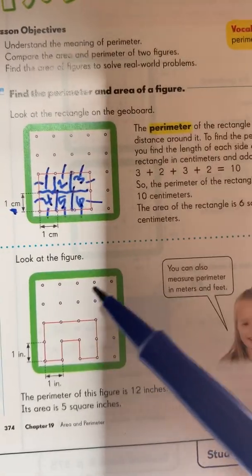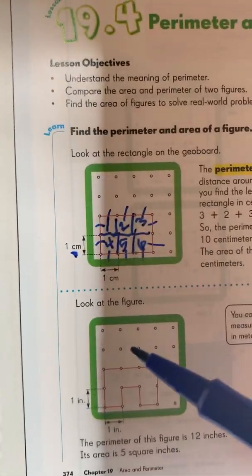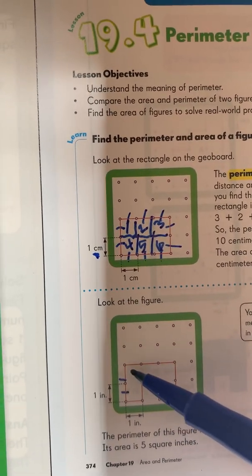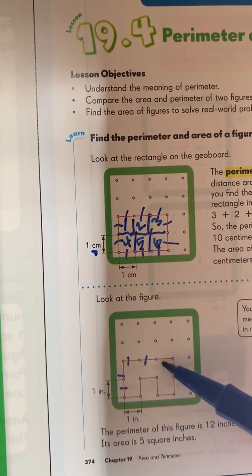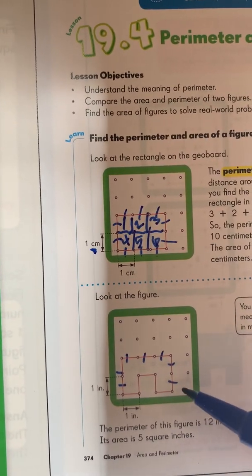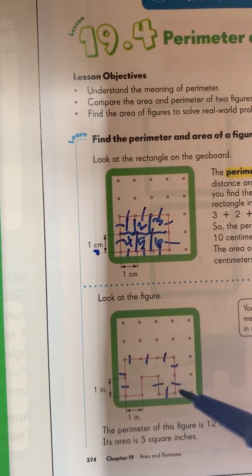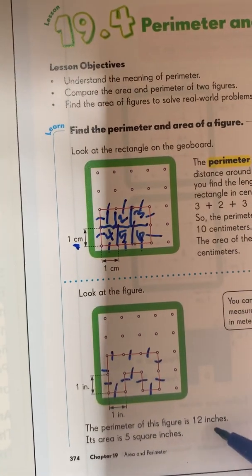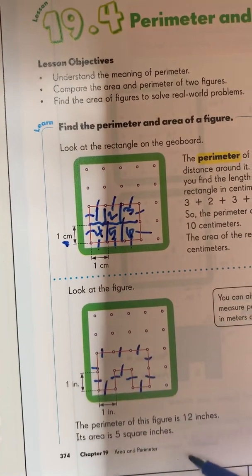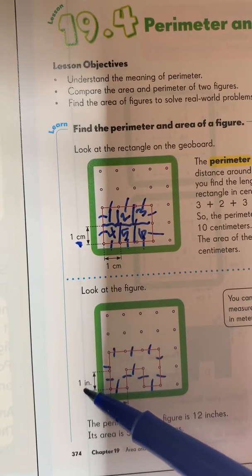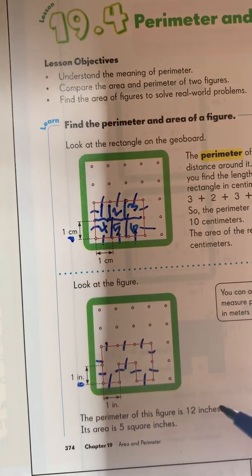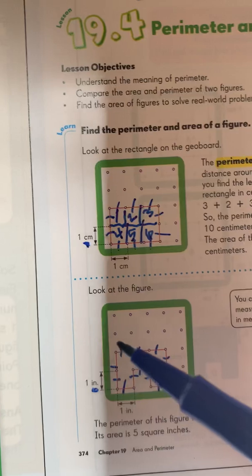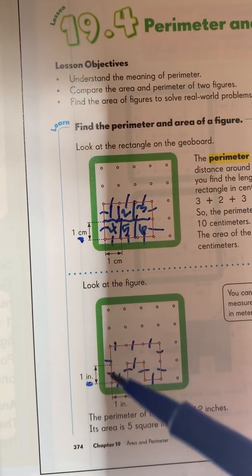So let's come down here and let's practice with this one. Let's look at the perimeter. Let's count all of the different edges. 1, 2, 3, 4, 5, 6, 7, 8, 9, 10, 11, and 12. So the perimeter of this figure is 12 inches because that's my unit of measurement right here. I'm measuring in inches. Now I need to find the area. And remember, the area is the amount inside of this shape. Perimeter is the distance around the shape.